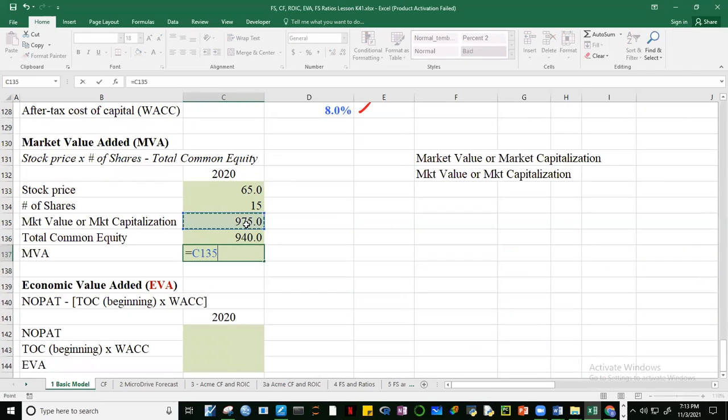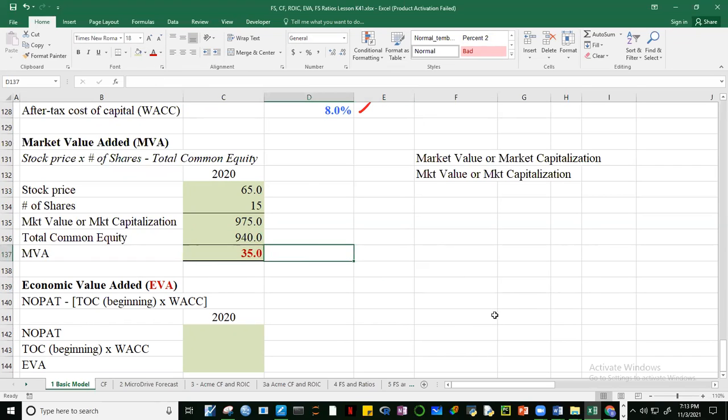By subtracting the book value from the market value. All right. MVA is 35 million. So did management create value for the shareholders? Yes. What's the decision rule? If market value added is greater than 0, then value was created for shareholders. Since the market value added is greater than 0, then value was created.